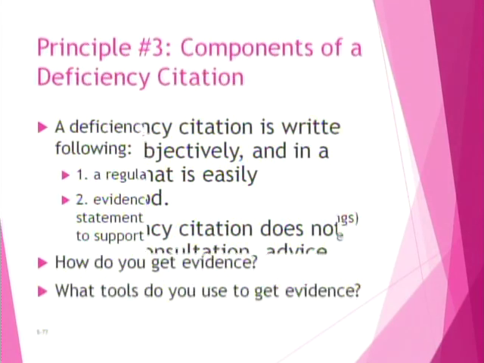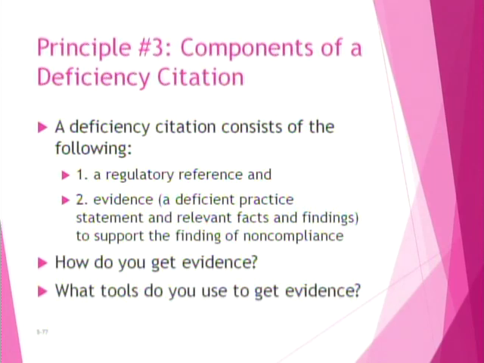All right, Principle 3, components of a deficiency citation. I'm going to probably repeat this several times, but a deficiency consists of the following: a regulatory reference, of course. And the main thing is evidence, a deficient practice statement, relevant facts and findings to support the finding of noncompliance. So I want you to think about these two questions as we go through the presentation. I'll come back to them. How do you get that evidence? What tools do you use to get the evidence?